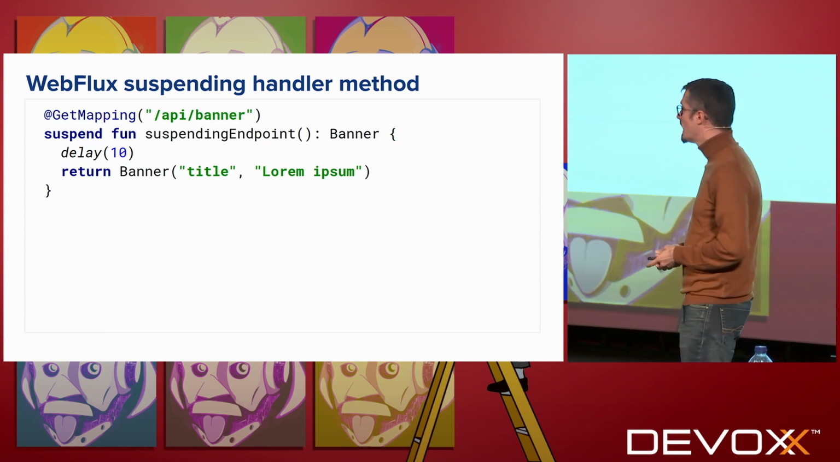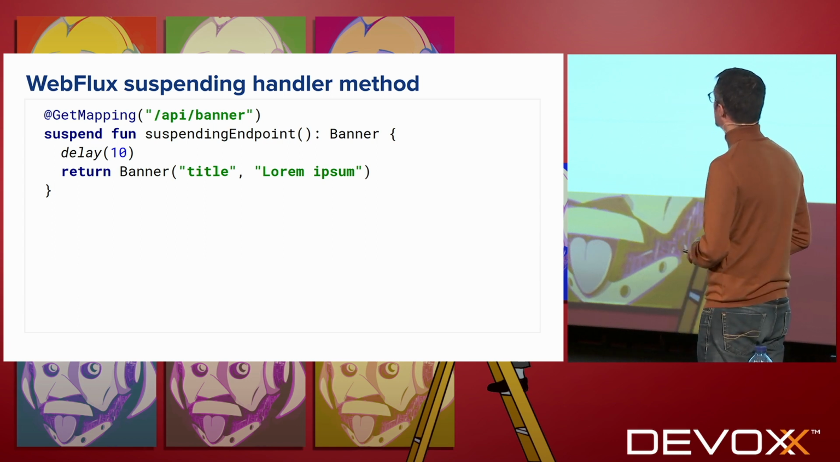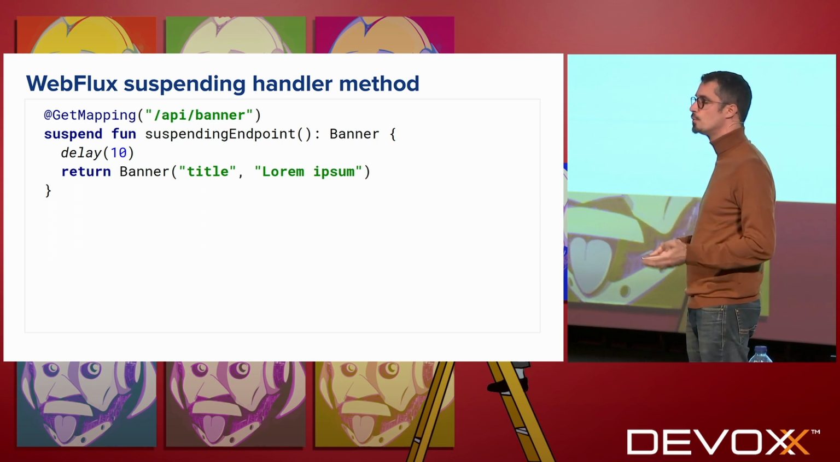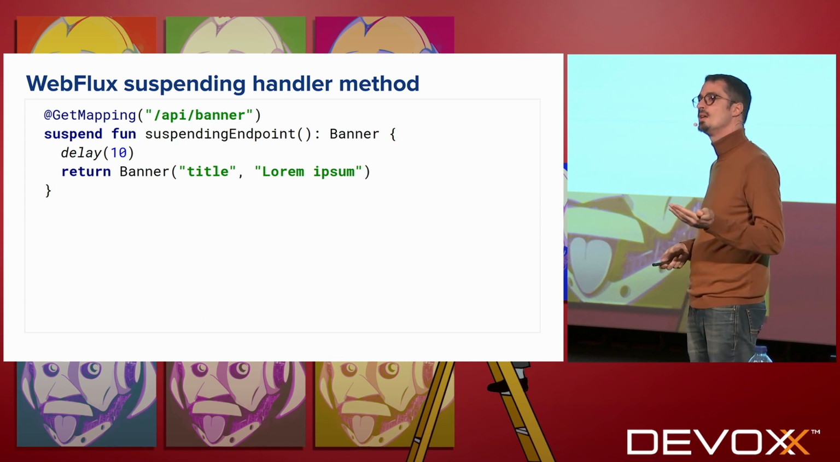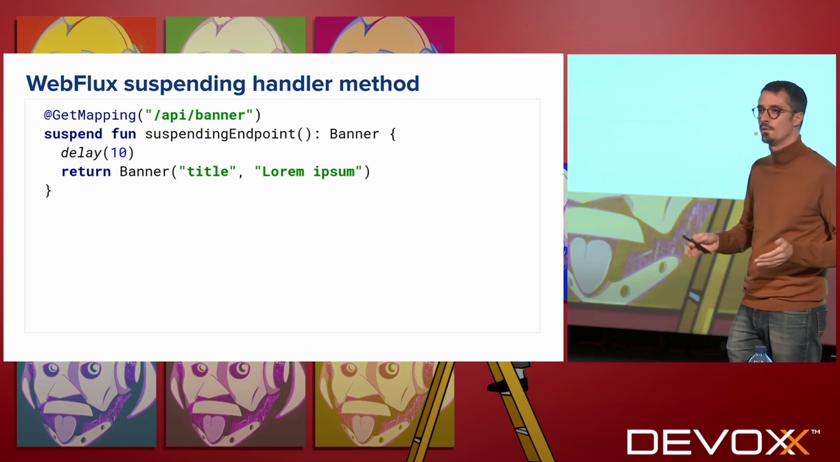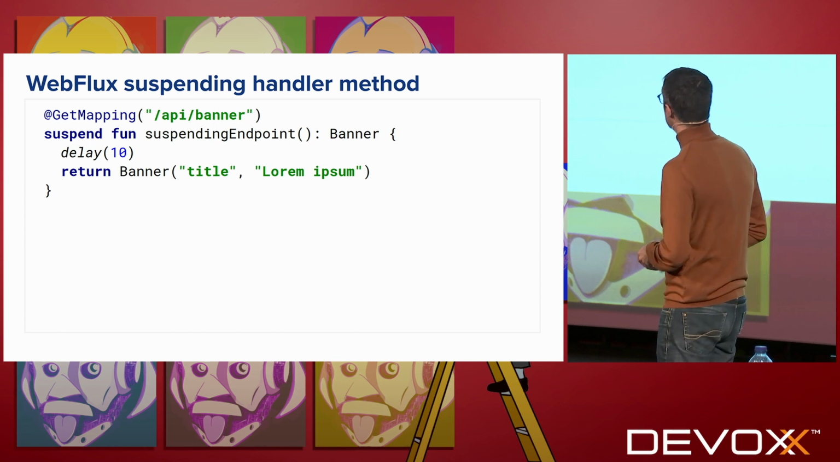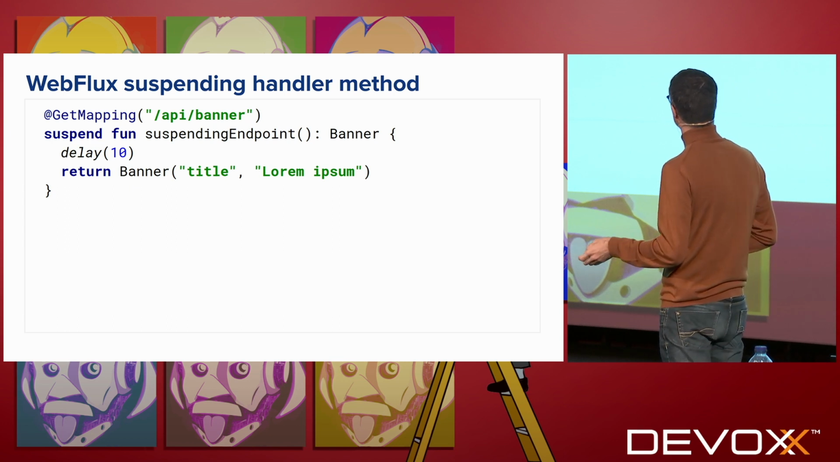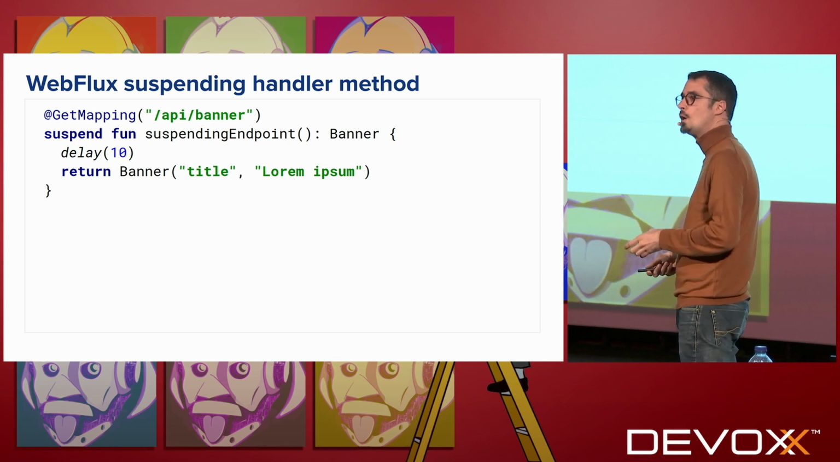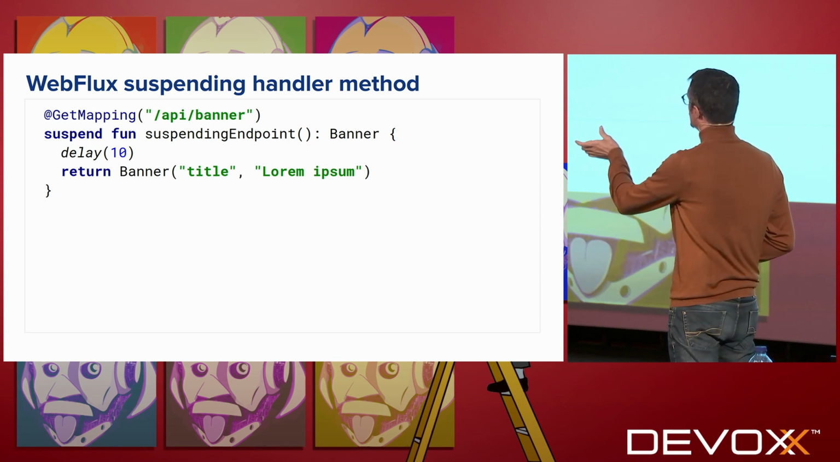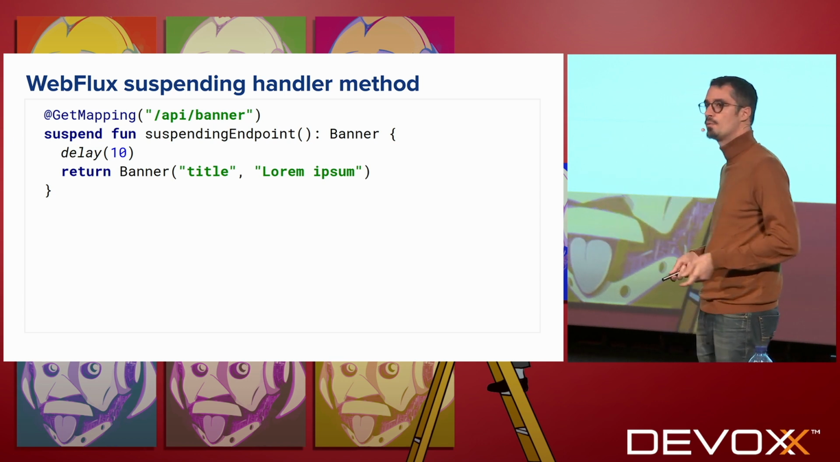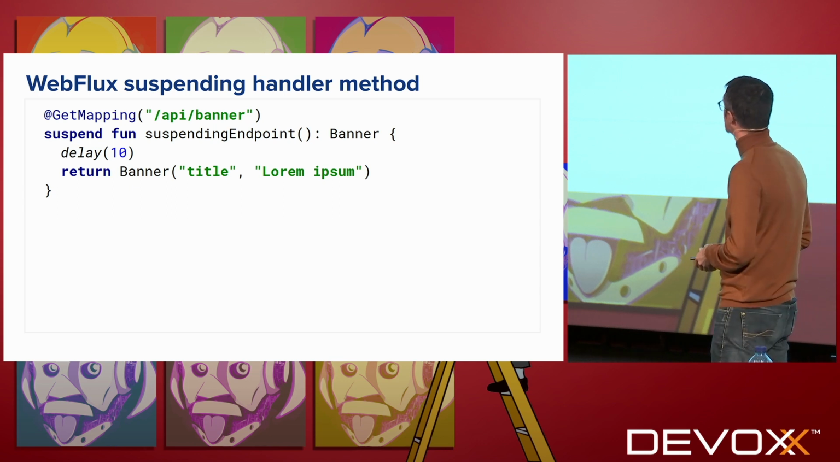So what does that look like? If you want to use coroutines, the support is not available in Spring MVC. You have to use Spring WebFlux. The support in Spring MVC will likely come next year. But for now, we are really talking about leveraging WebFlux. And instead of returning a Mono of Banner, we will just return a Banner with this suspend keyword, and the internal processing will be asynchronous.